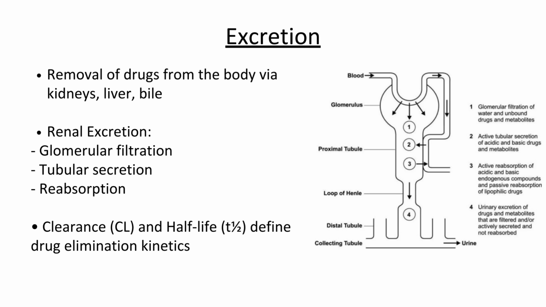Excretion eliminates the drug from the body, mainly via kidneys, but also via bile, feces, lungs, and sweat. Renal elimination includes glomerular filtration, where unbound drugs are passively filtered. Tubular secretion is active, transporter mediated. Reabsorption: lipid-soluble drugs re-enter blood. Two key parameters: clearance, CL, the volume of plasma cleared per unit time. Half-life, T1/2, the time for plasma concentration to reduce by 50%. These influence dosing schedules and accumulation.